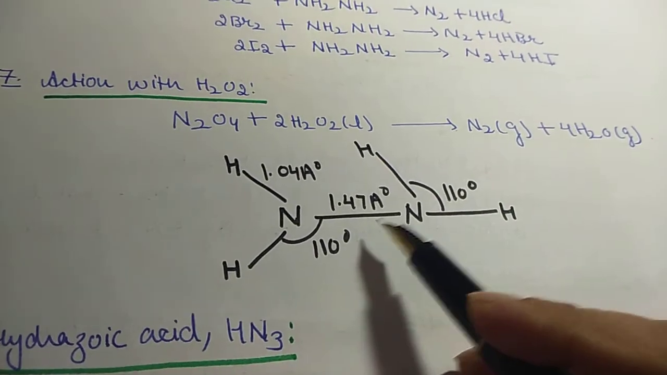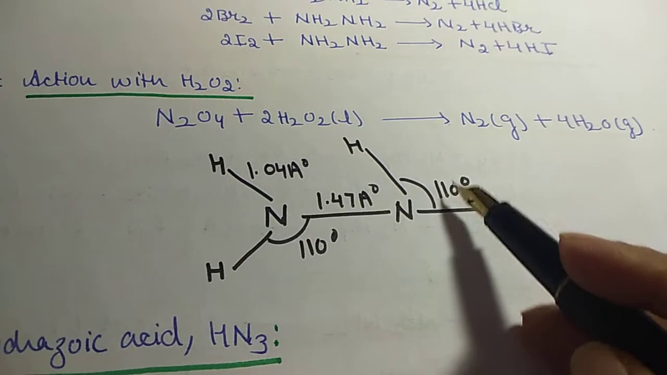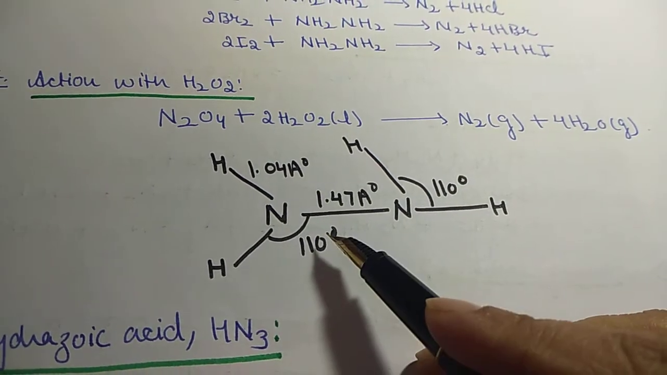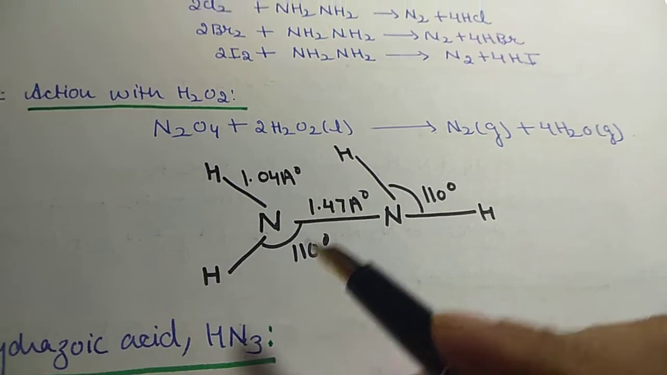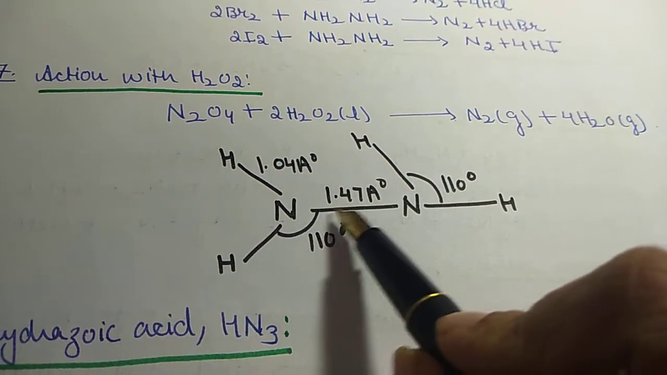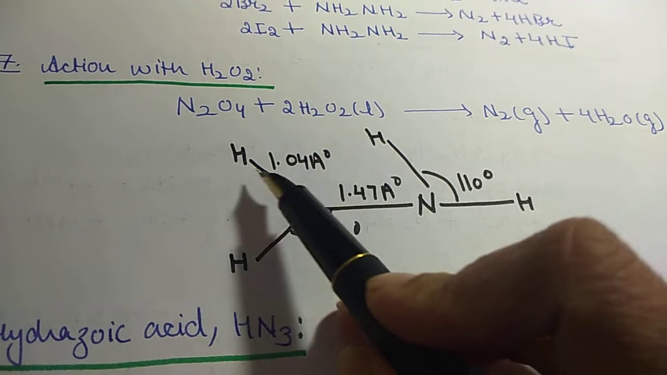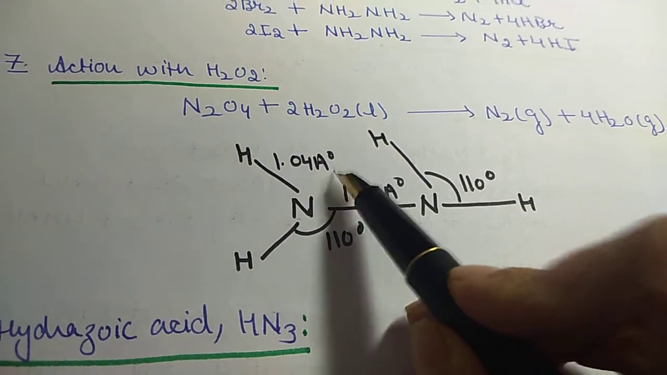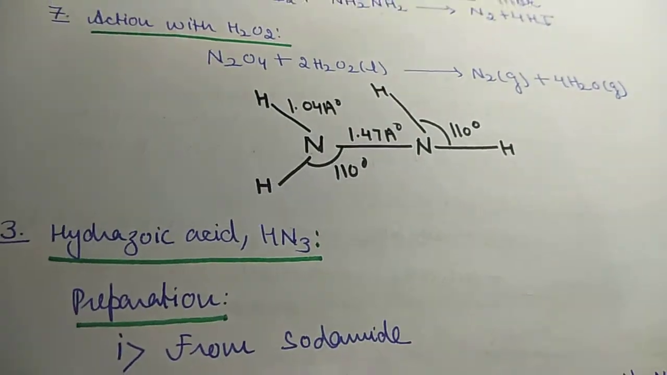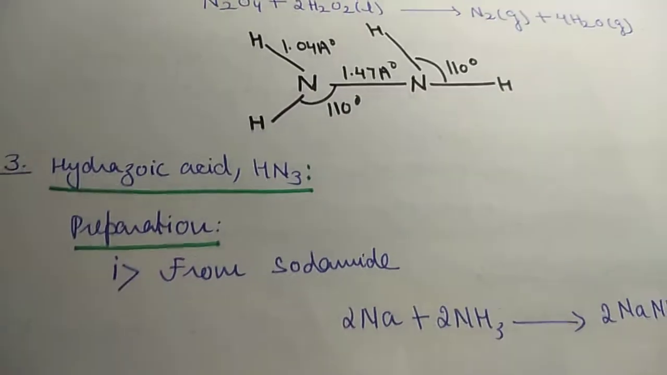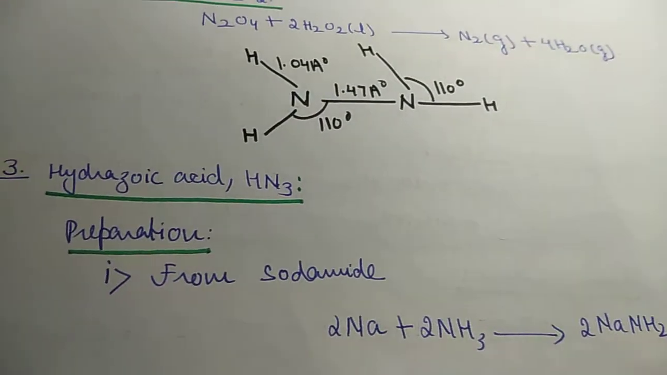And this is the structure of hydrazine. This angle is 110 degrees here, and the NN bond length is 1.47 angstroms and the NH bond length is 1.04 angstroms. Then next we have hydrazoic acid preparation.